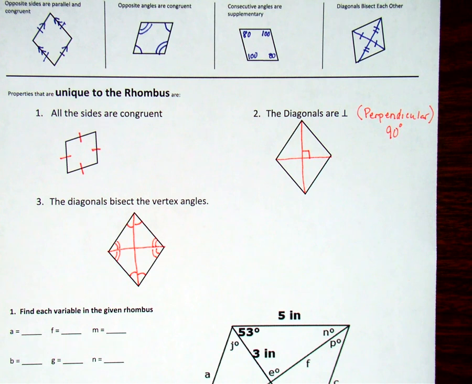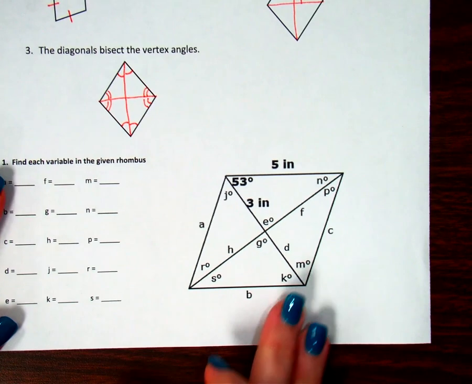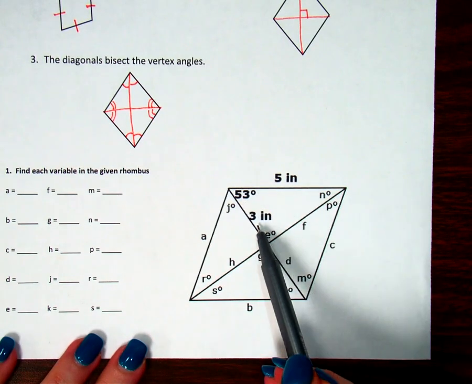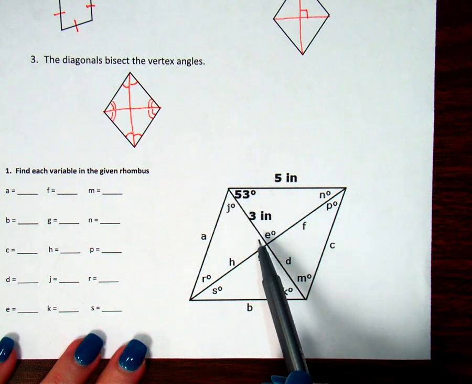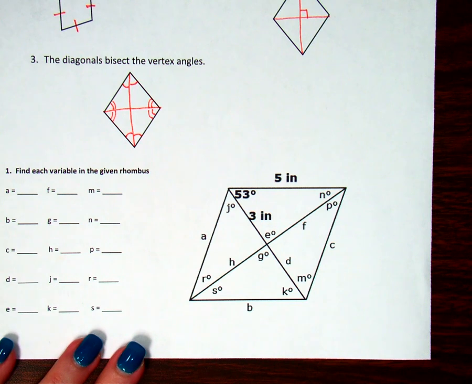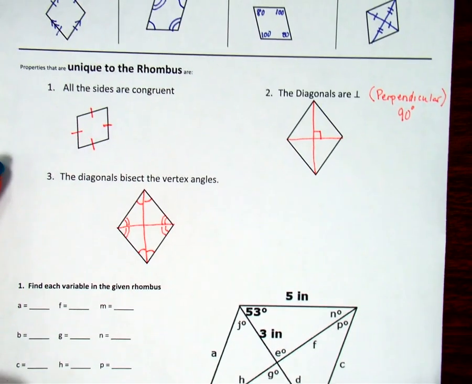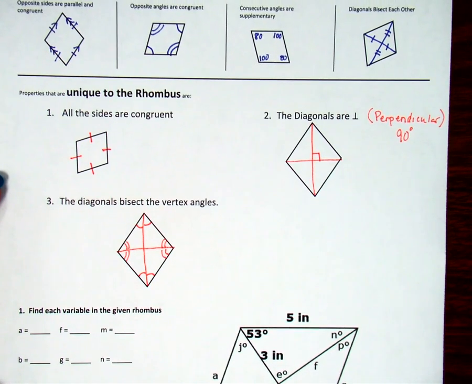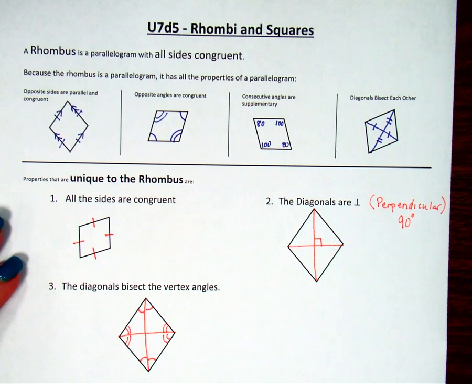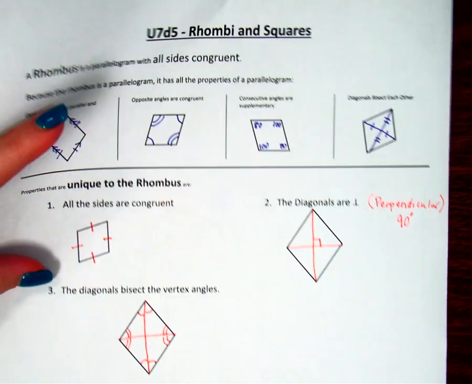So now what we're going to do is we have been given this rhombus, and we have just a little bit of information. All we know is this angle is 53. We know this piece of this diagonal is 3, and we know we have a side there that is 5. So we can take each little piece of our rhombus properties and fill in what we can from what we know here, and then we can use properties of our parallelogram for anything we still haven't figured out.